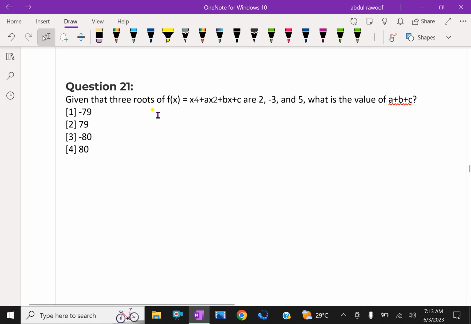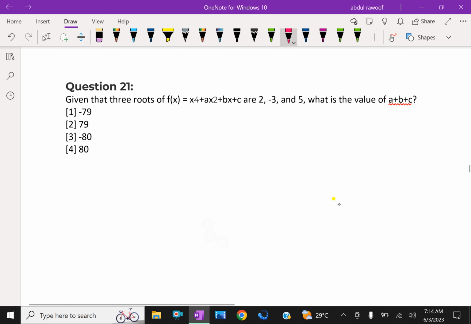Given that three roots of f of x equals x to the power 4 plus ax squared plus bx plus c are 2, minus 3 and 5. Three roots are given, but there are four roots. What is the value of a plus b plus c? Here, we have to find a plus b plus c.